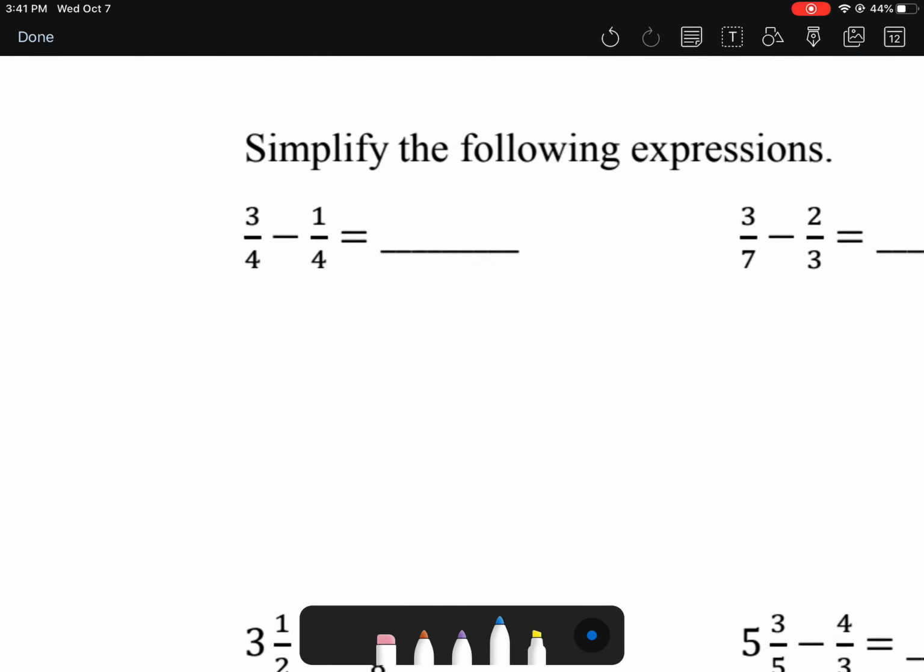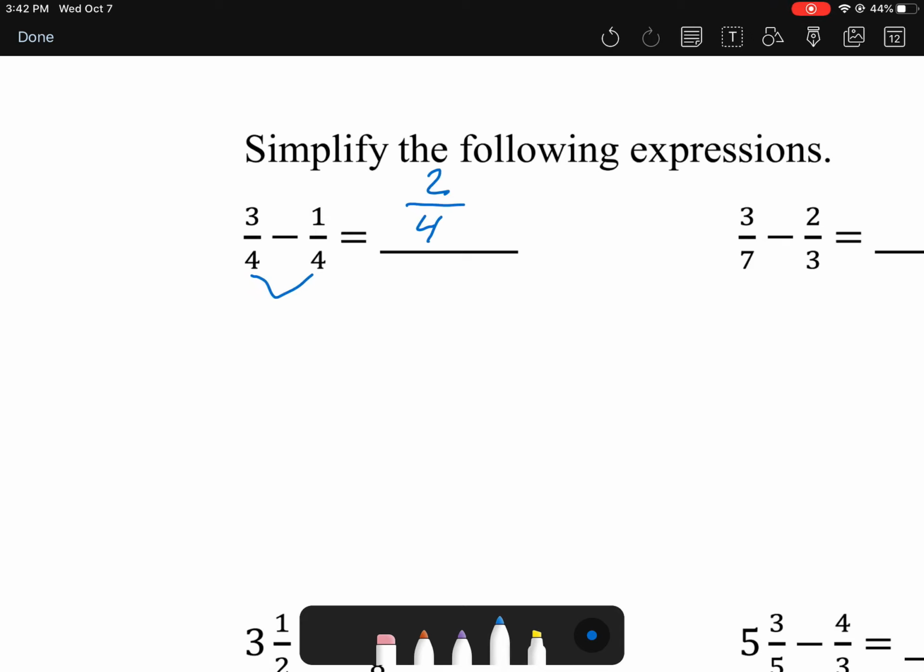So if we look at this first one here, I have 3/4 minus 1/4. So again, we do want to look to make sure, all right, do I have common denominators? They both are already 4. I actually don't have to do much work here. I can just simply go into it and say, all right, what's 3 minus 1, which is 2. And then I'm keeping my denominators the same, which is 4.